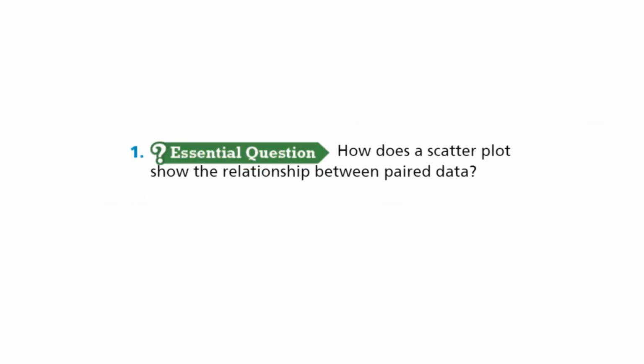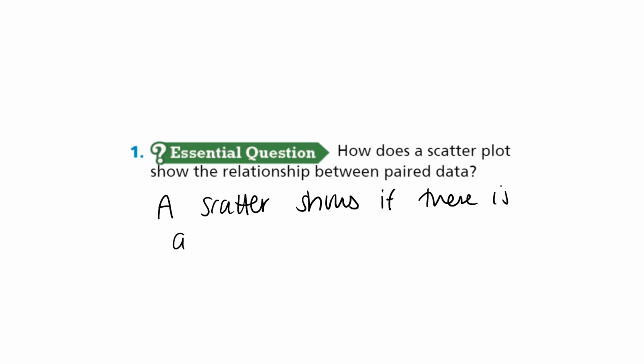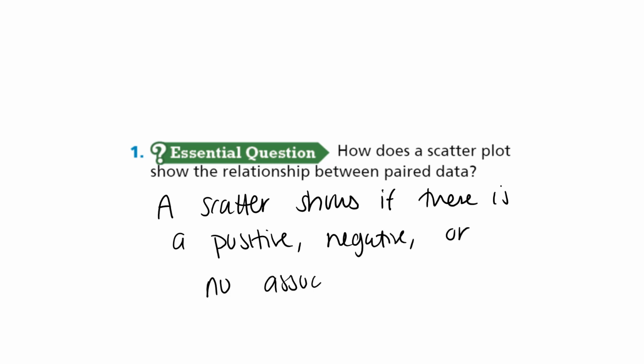Number 1, it says, how does a scatter plot show the relationship between paired data? A scatter plot shows if there is a positive, negative, or no association between the data points.